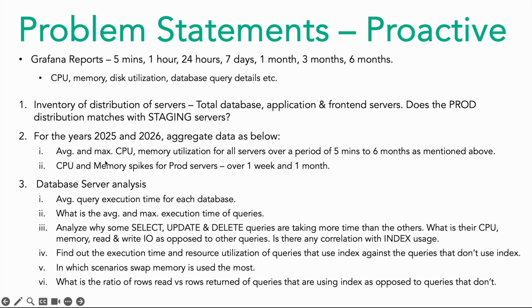So you'll have to run mostly the same type of transformations, but the time period has to be different. You'll also have to find out the memory and CPU spikes for prod servers over 1 week and 1 month. In real life scenario, it is much lesser than 1 week. It is for a few hours to a week or to a month also. But here I have mentioned only 2 time periods. One is 1 week and the other one is 1 month.